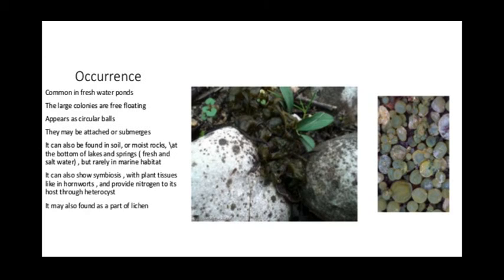Few species are symbiotically present in Anthoceros thalli, Cycas coralloid roots, Azolla and Lemna plants. There are few other species also which are a part of lichen. So the most common Indian species are Nostoc linckia and Nostoc piscinale.